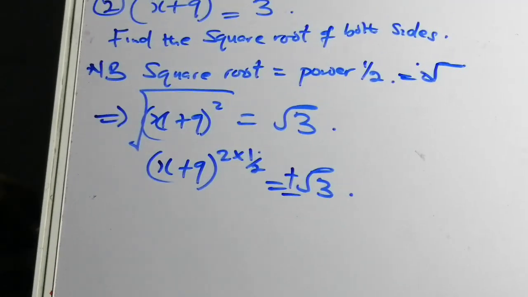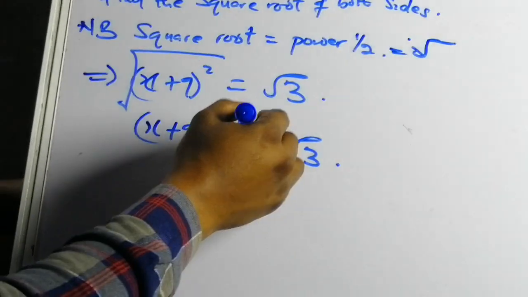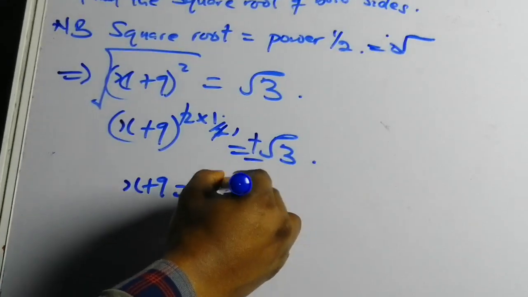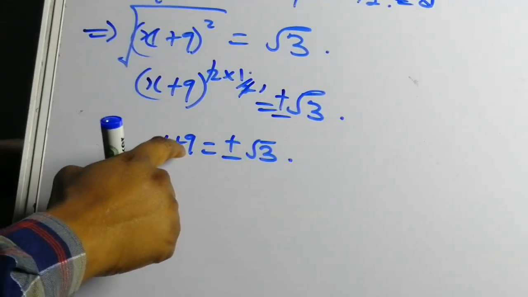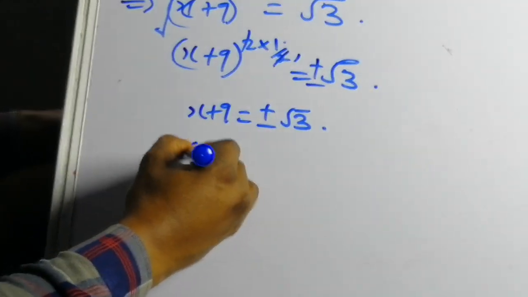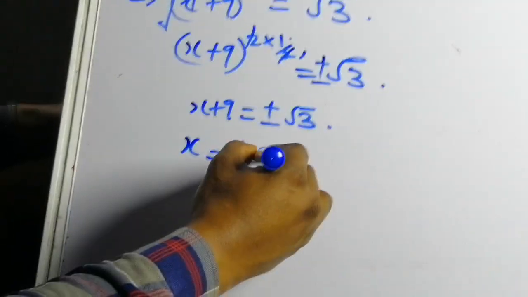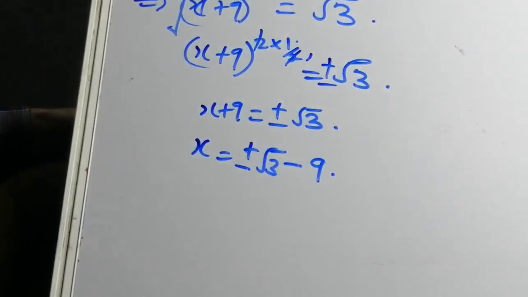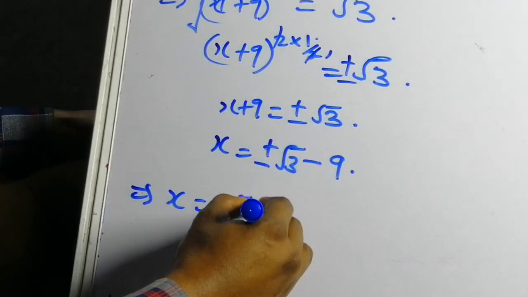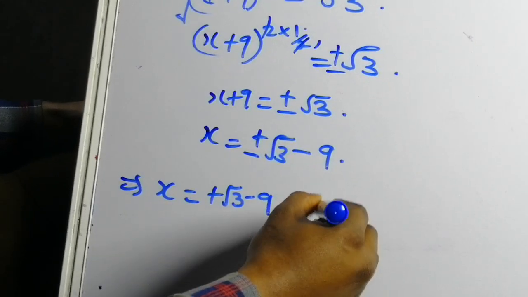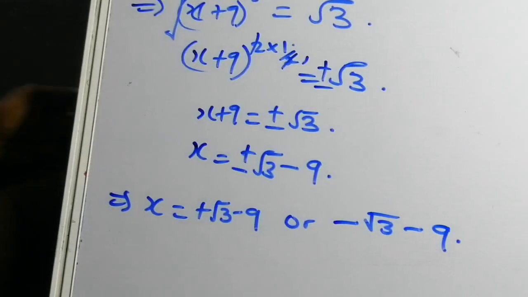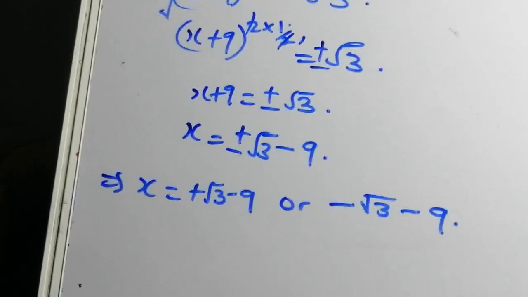So the 2 and the square root cancel, and you can have x plus 9 equals plus or minus root 3. Plus 9 is moving to the right hand side, crossing the equal sign, so x will be plus or minus root 3 minus 9. Which implies that x equals root 3 minus 9, or minus root 3 minus 9. So that is that. It's as simple as that.